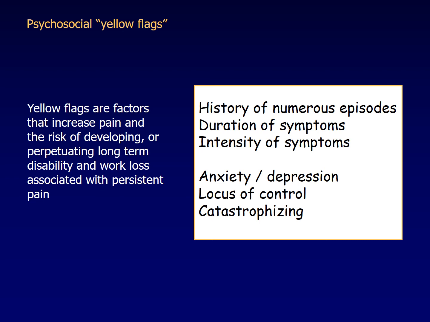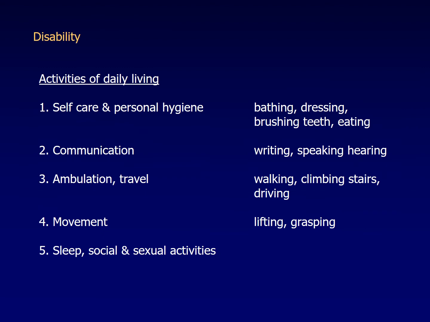If the patient has anxiety and depression, we have to give psychological support, and we have to counsel the patient that this is a controllable disease and we can really get rid of it. Then disability. Disability means activities of daily living, self-care and personal hygiene, communication, ambulation, movement, sleep, social and sexual activities. These are all affected, and we have to see which is the most common and what the disability is in the particular patient, so we can treat and manage them accordingly.